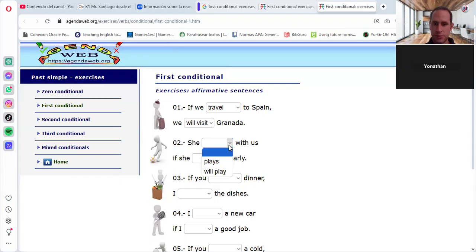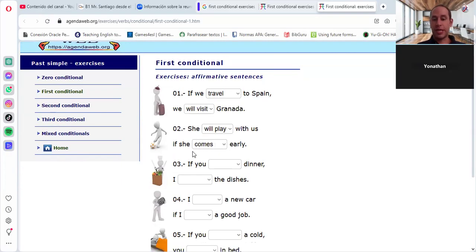She plays with us. Okay, be careful. Remember, the clue is always the if clause. In this case, the main clause, she will play with us, if she comes early. Awesome, good job. So be careful with this.